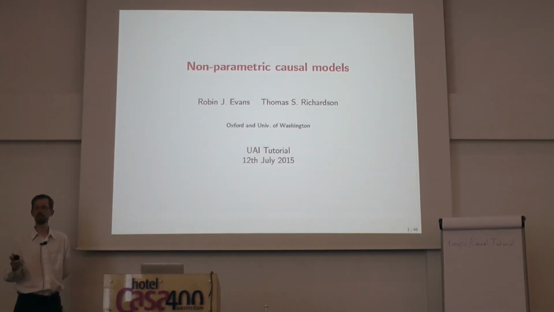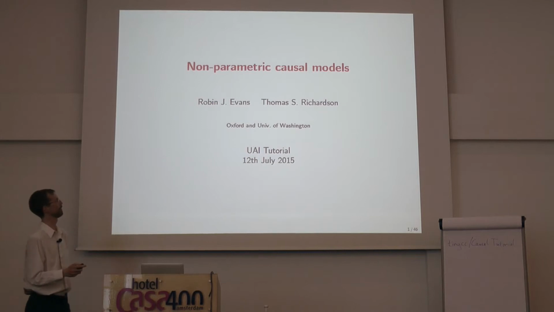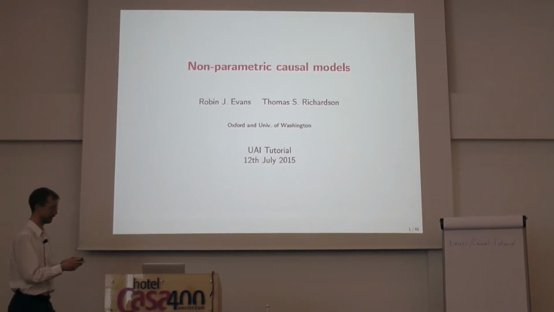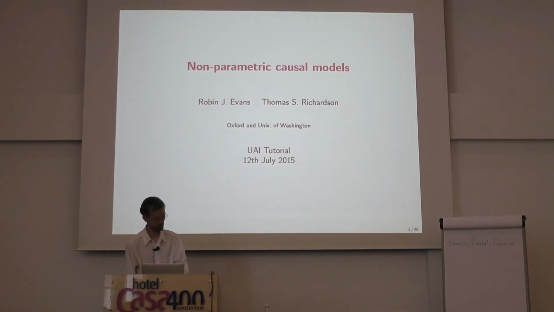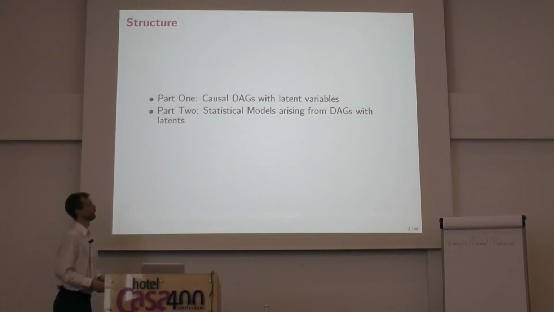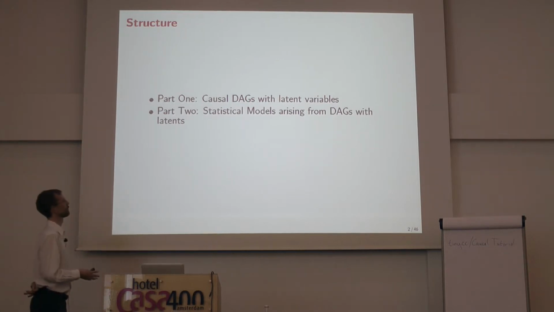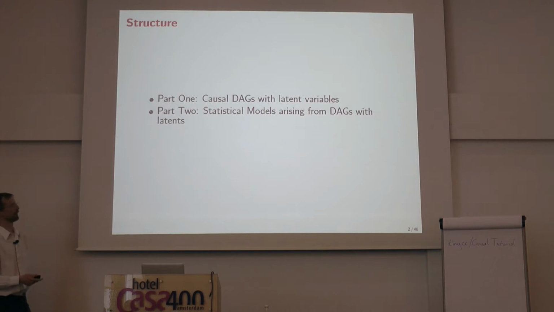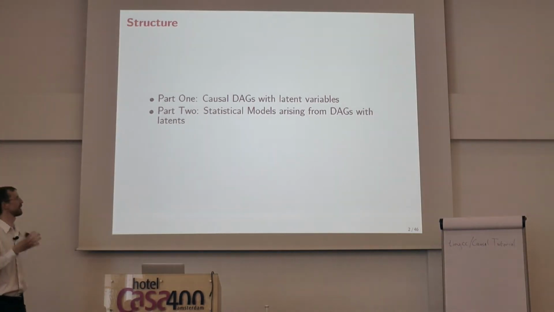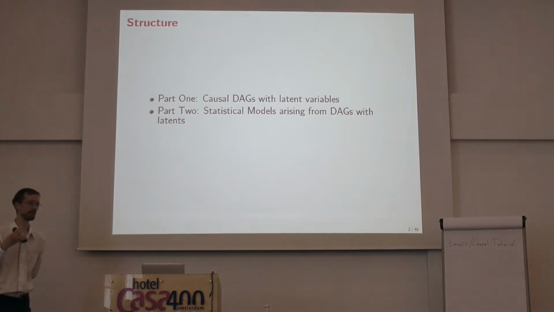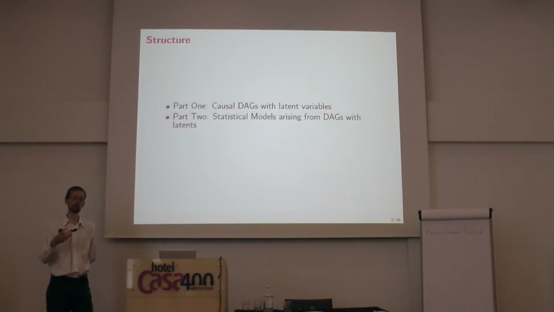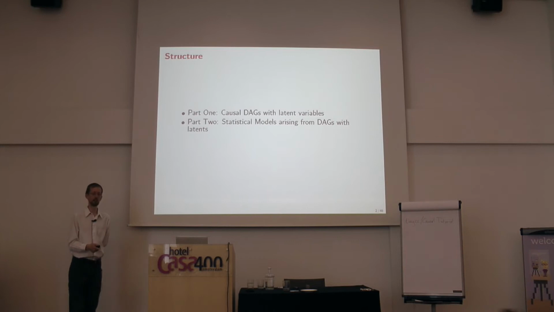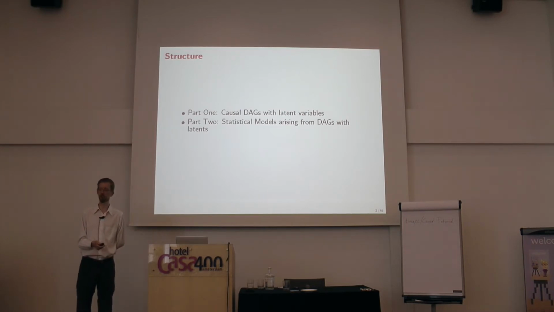So this is a joint tutorial between myself and Robin Evans. In the first part, I'll be describing results on non-parametric identification of intervention distributions. Essentially, the key idea is we'll suppose that there's some underlying causal DAG of latent variables, and our goal will be to come up with expressions that identify intervention distributions.